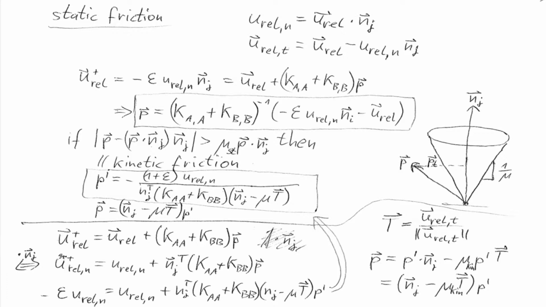And then, okay, so let's look at the kinetic friction. For that, let's introduce first the vector t, which is just the direction of the tangential component of the relative velocity. So minus t is basically the direction in which the resistant force needs to be. So basically, in addition to this normal component, we have a tangential component. Like that.